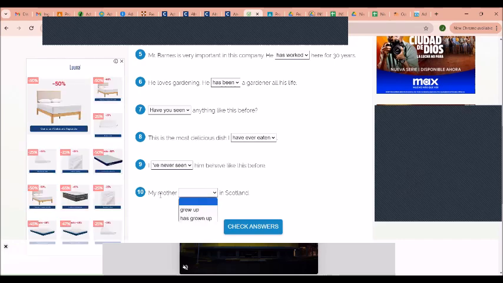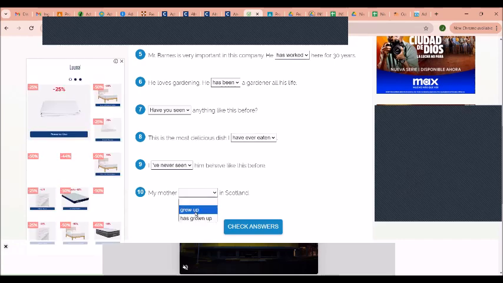And this one, her mother is obviously older now, so this is a past event. So she grew up in Scotland. Right? This link you already have from last class.